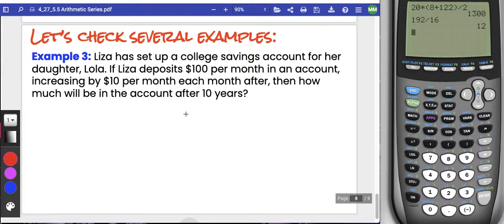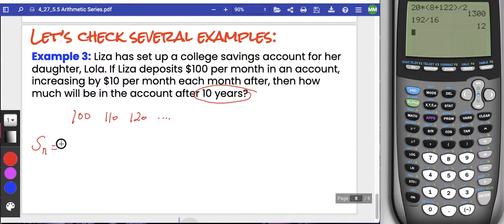So this one says deposits $100 per month in the account. So each month she's depositing 100 per month, but starting the second month it is increasing, which next is going to be 110, then 120, then we just continue. But this time we are going to figure out the total money in 10 years. So the tricky part is, as you can see, since the number is increasing by 10, we already figure out this is going to be an arithmetic series, right?